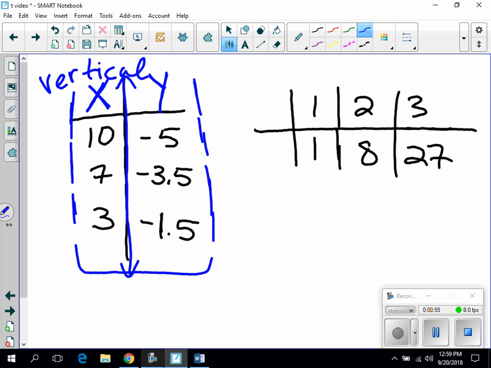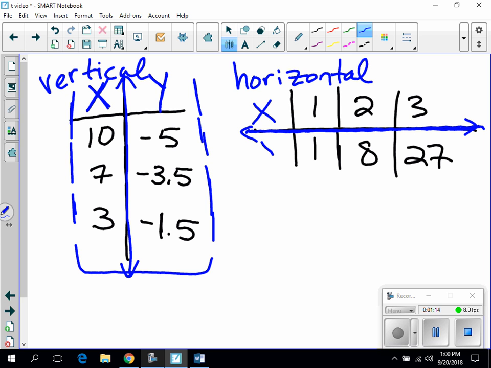When you look over here, this is called a horizontal table. Horizontal has to do with the word horizon, where the sky meets the ground, and it's going to be a line that goes from the left to the right, and these are horizontal tables, and the X will be on the top and the Y will be on the bottom of the table.